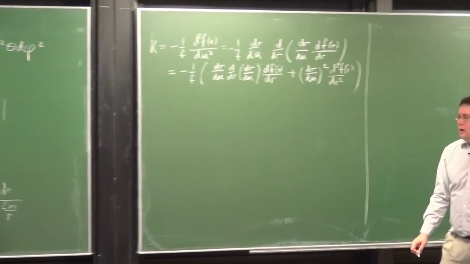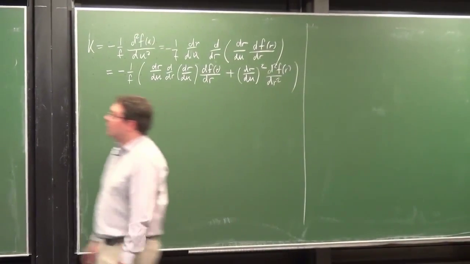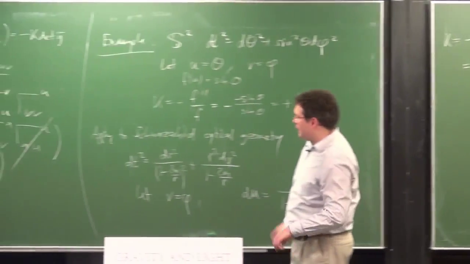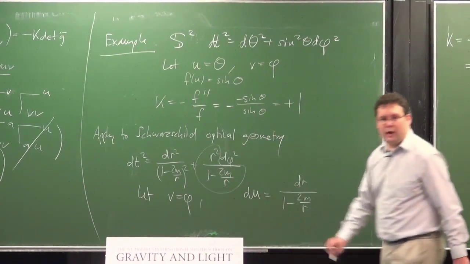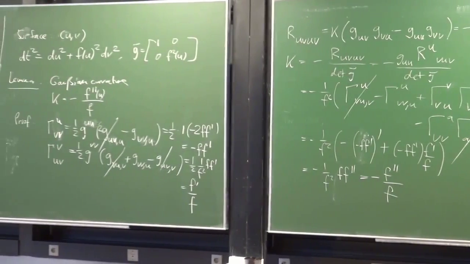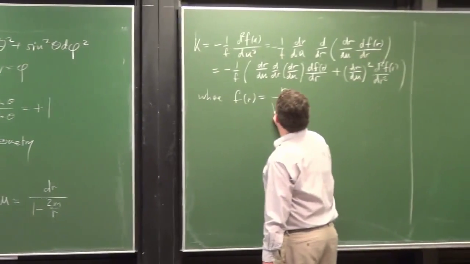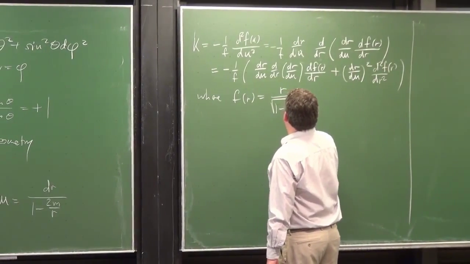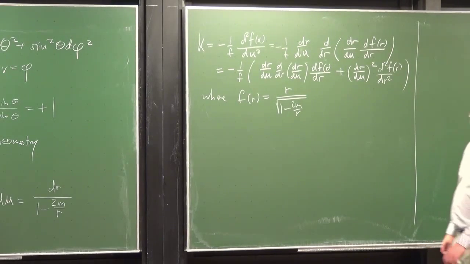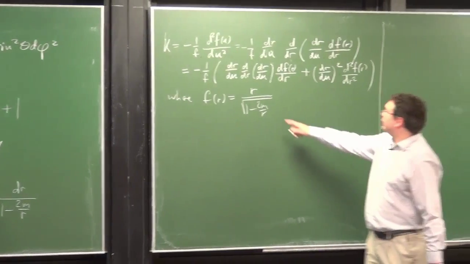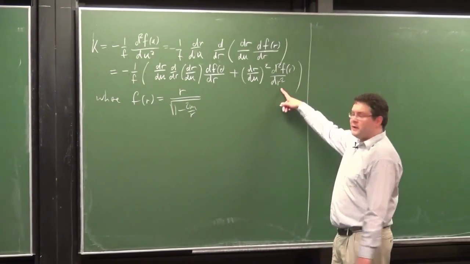And of course f of r we can actually read off from the line element. The way this line element was set up, this factor here is f squared of r, where f of r is really r divided by square root of 1 minus 2m over r. And everything is given. Now we can just plug it in. Differentiating is always easier than integrating. We can certainly work out the second derivative of this.